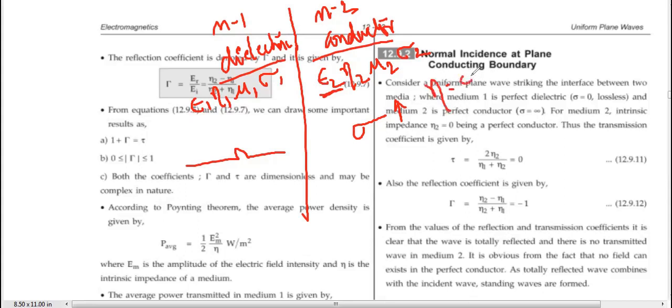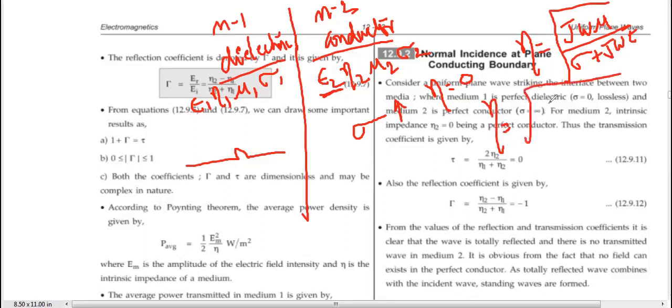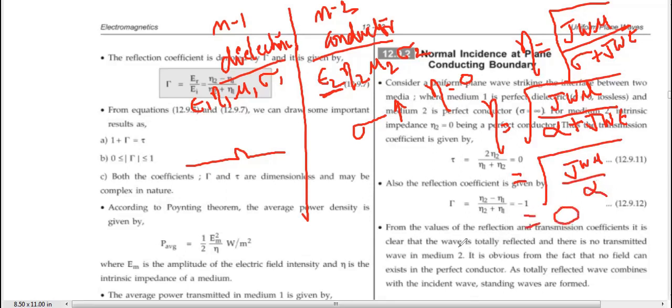When the conductivity is very high, eta is equal to 0. Why? We know eta is equal to the square root of j omega mu by sigma plus j omega epsilon. This is the formula for eta. Sigma is very high, so j omega mu by a very high value is infinite. Infinite plus j omega epsilon, infinite plus something is also infinite only. 1 by infinite means 0. So eta is equal to 0. Because it is in medium 2, eta 2 is equal to 0.